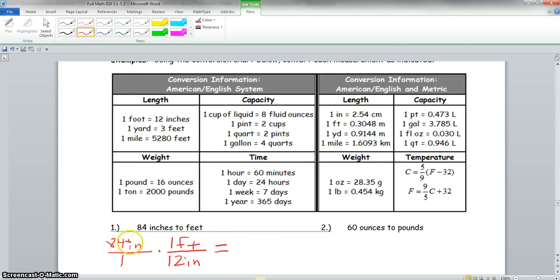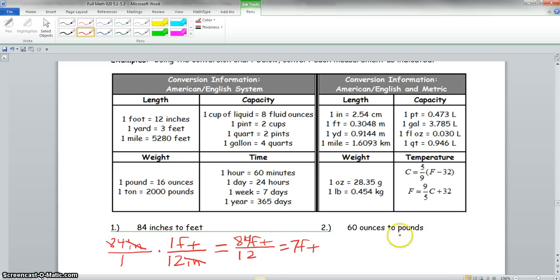Now we simplify it. These inches simplify out. So 84 times 1 foot is 84 feet. And here we have 1 times 12, which is 12. Now 84 divided by 12 is 7. So our final answer here is 7 feet. Okay, now we go over to problem number 2.